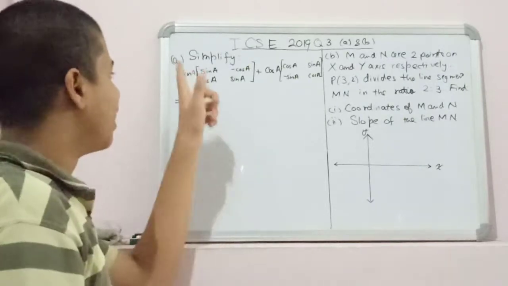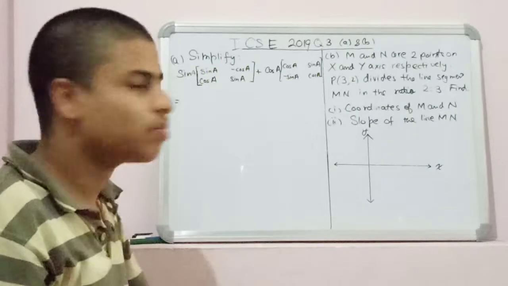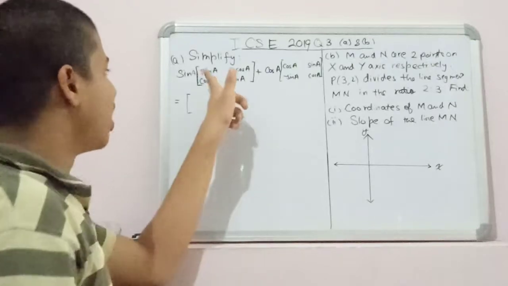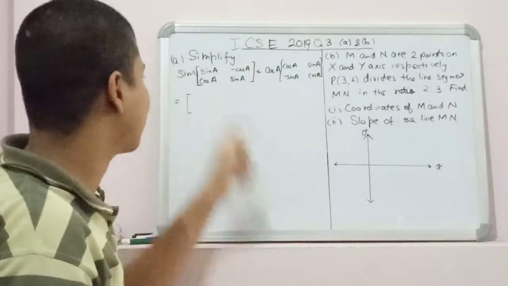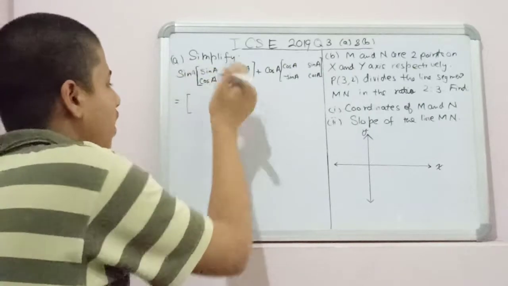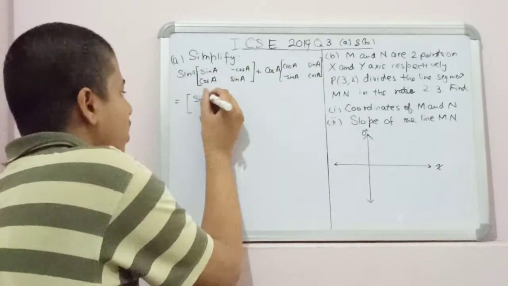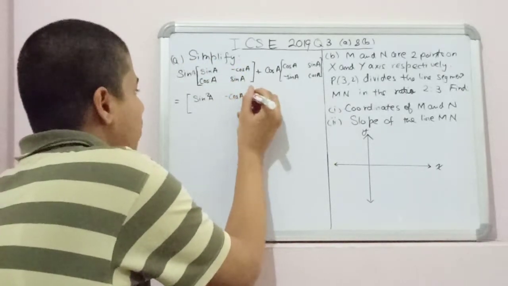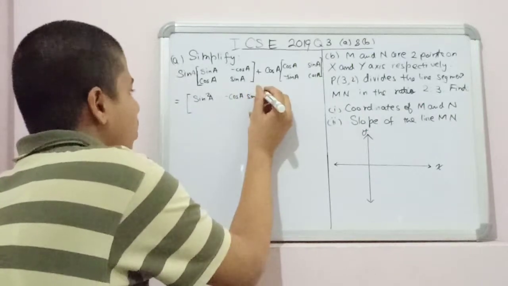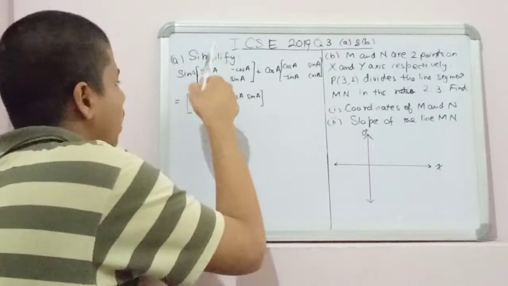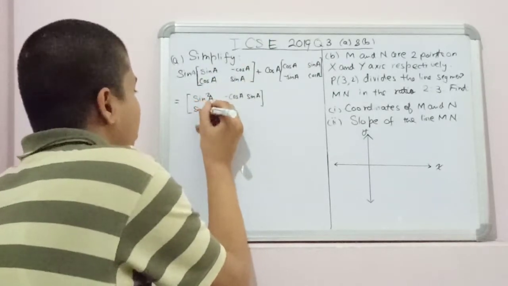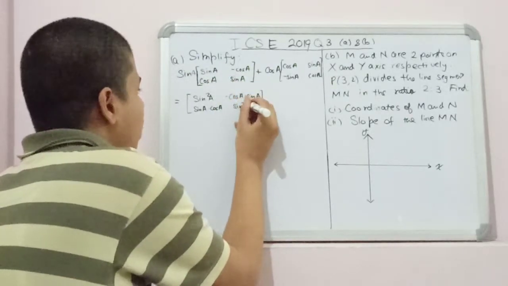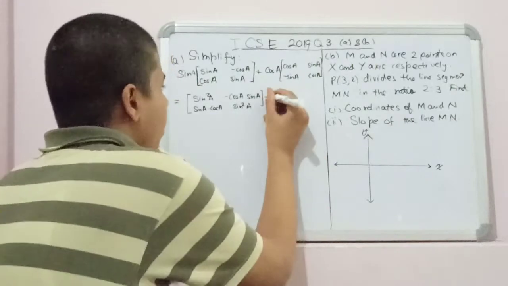We should know that whenever we have a scalar, which is a fancy word for just a real number, we multiply each of the elements inside with that scalar. So sine A times sine A is sine squared A. Negative cosine A times sine A is negative cosine A sine A. Cosine A times sine A is sine A cosine A. And this one is sine squared A, plus.